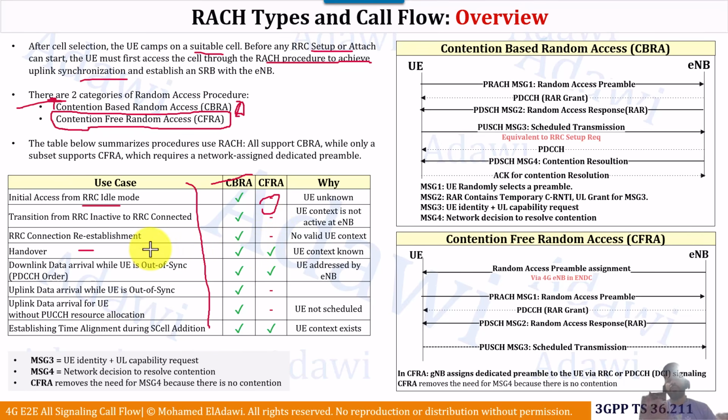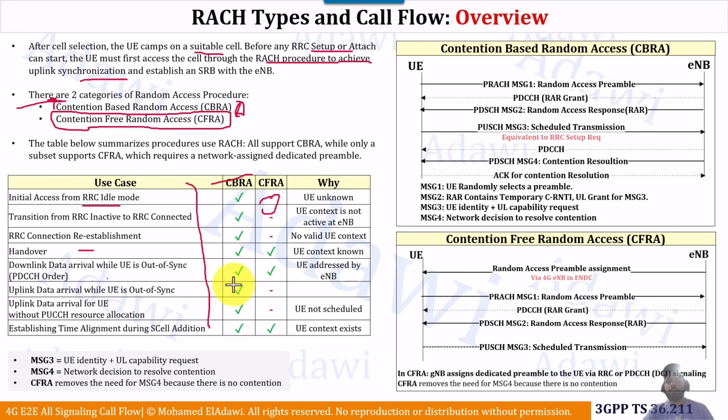Again, handover means I'm moving from source to target. So this means both source and target already have the information about this particular user, so they can assign a dedicated preamble to avoid any conflict with others. And that's very, very important for handover because we need to avoid this kind of conflict, since the user is already in connected mode. It might lead to a longer interruption in the data session, in case there is any data session ongoing during the handover.